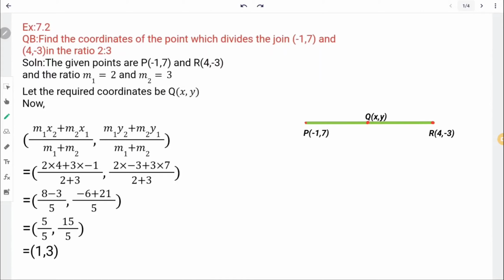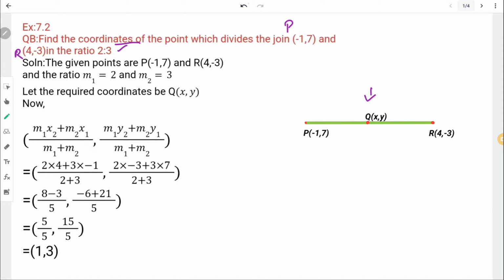All right, so we're starting exercise 7.2. Find the coordinates of the point. We're going to take this to be Q(x, y), which divides a line. This will be our P, and then we're going to take this to be R. They've given us a ratio, which means what?